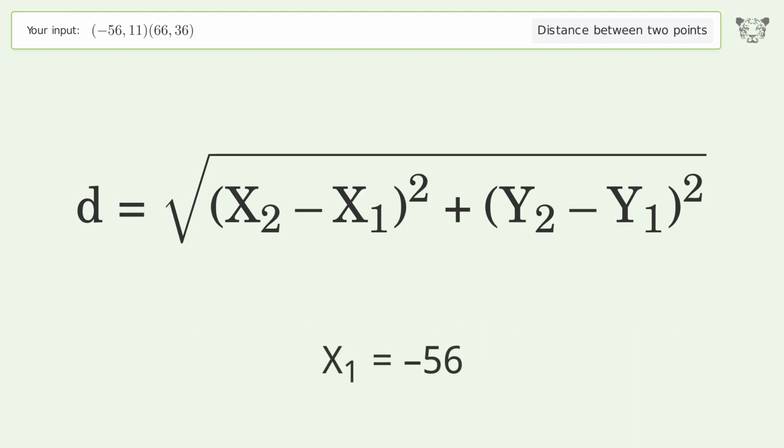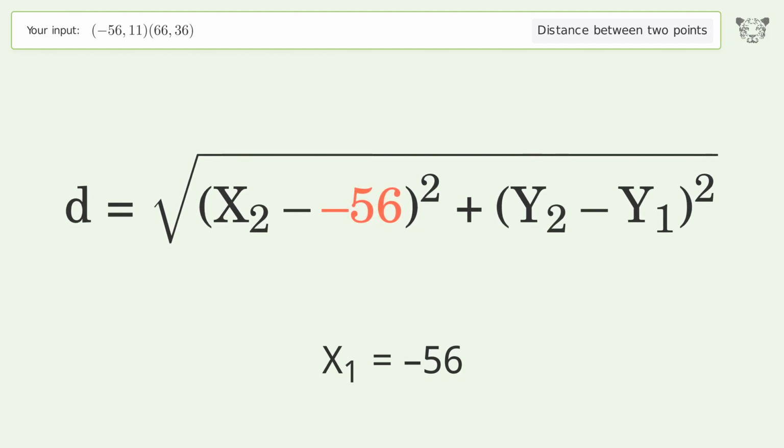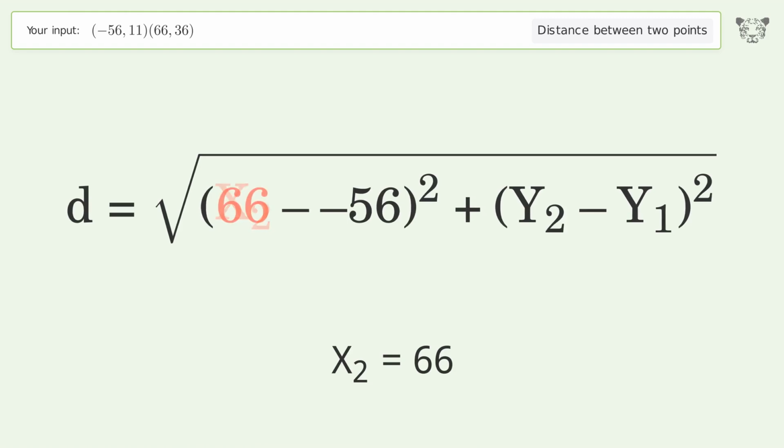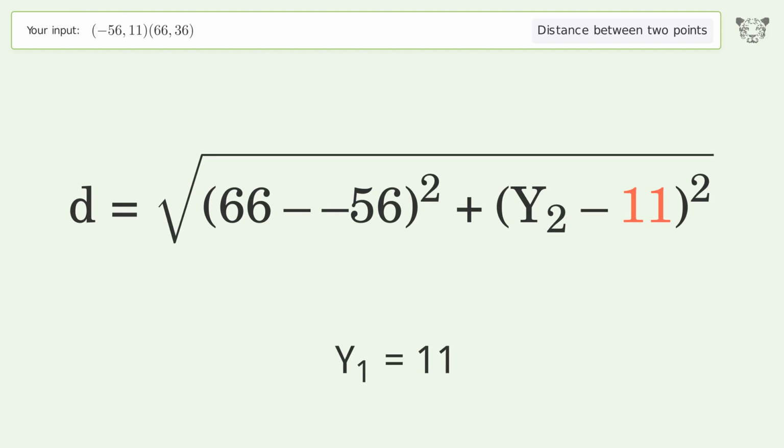x1 equals -56. x2 equals 66. y1 equals 11. y2 equals 36.